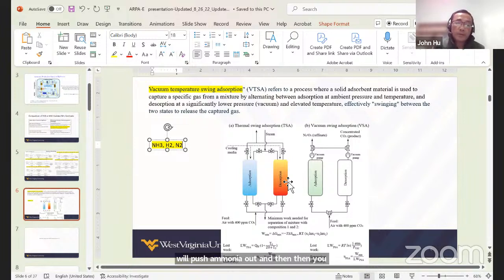So I'm going to stop here. I'm asking questions. So in the adsorption process, okay, here's a question. Is adsorption endothermic or exothermic?